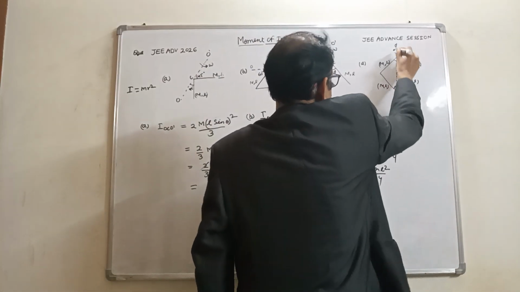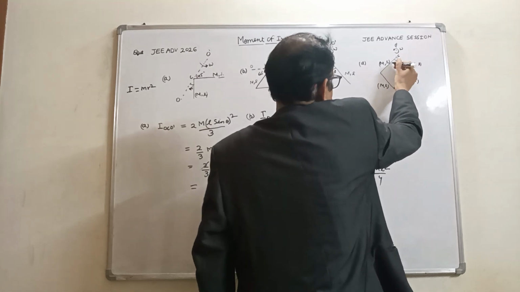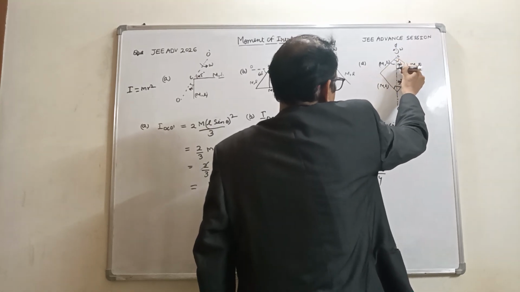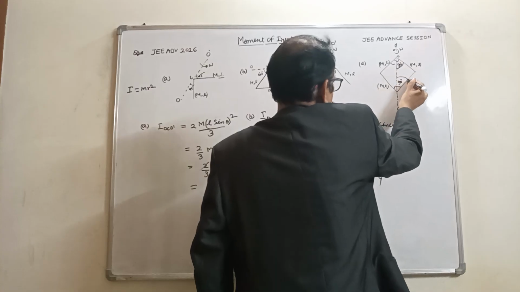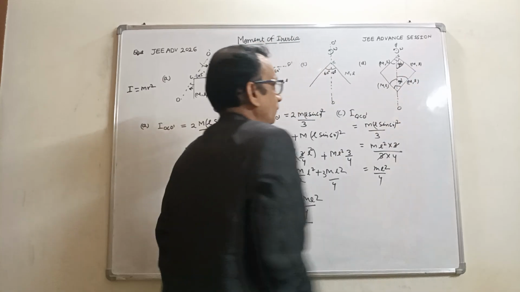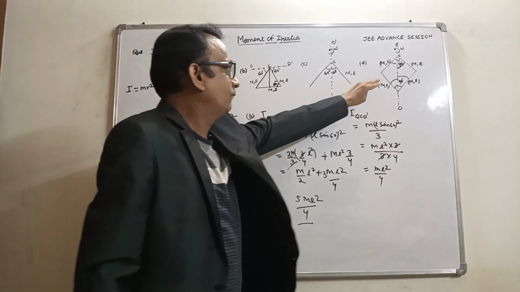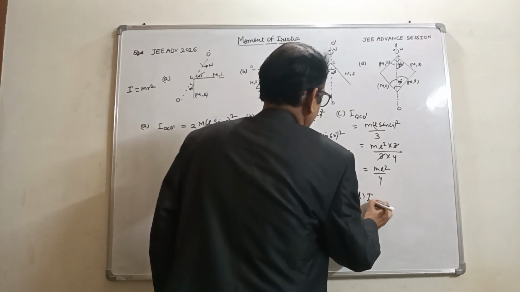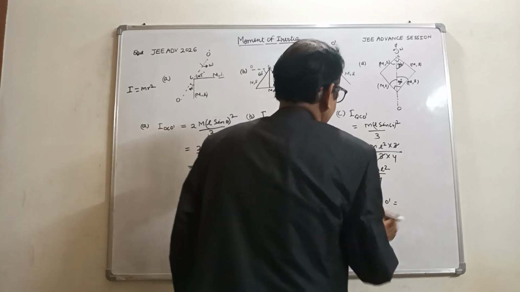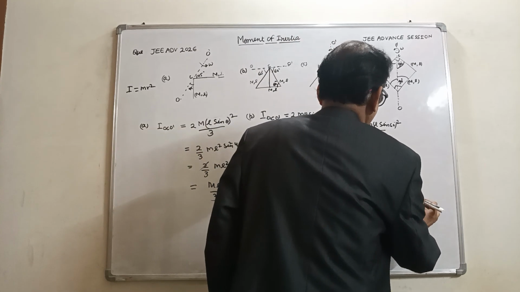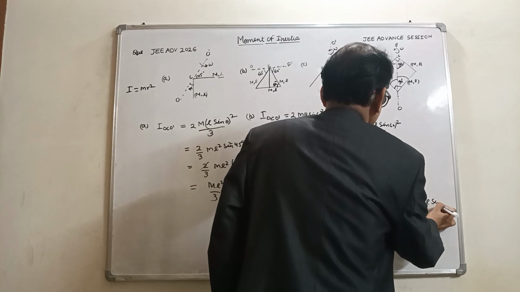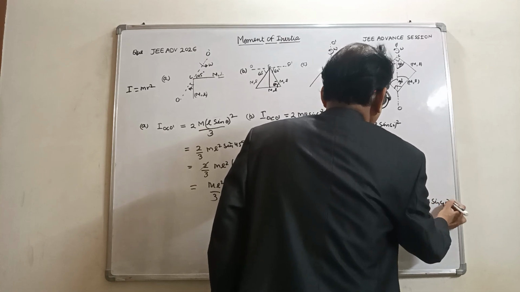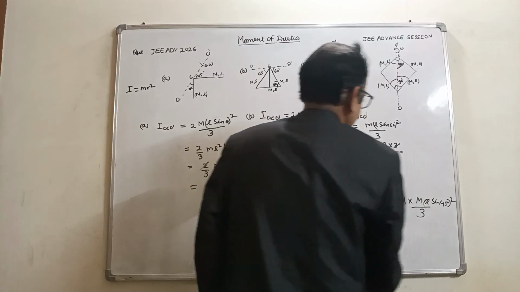So this is the axis. So this rod is making 45 degree. This rod is making 45 degree. This rod is making 45 degree. This rod is making 45 degree. 4 rods is here. So for D, I OO dash would be 4 times m L sin 45 square by 3.